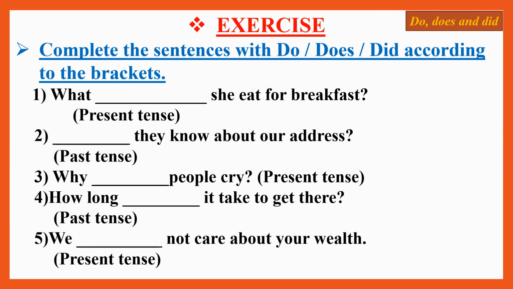Children, now it's exercise time and you will be writing this exercise in your notebook. Complete the sentences with do, does, did according to the brackets. 1. What dash she eat for breakfast? 2. Dash they know about our address? 3. Why dash people cry? 4. How long dash it take to get there? 5. We dash not care about your wealth.